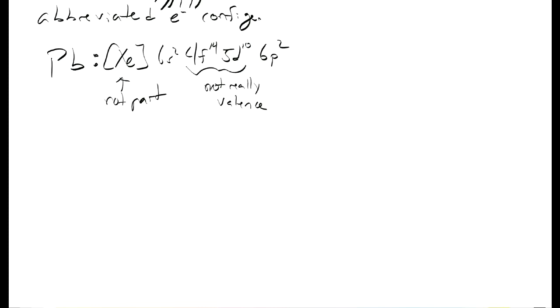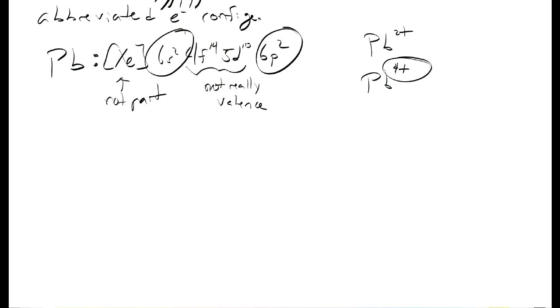That's why when lead forms ions, when it reacts with nonmetals, it forms a lead 2+ ion or a lead 4+ ion. And that's it. And you can see, looking over here, you have 6s and 6p electrons, and that gives you a total of 4. Now I'm going to leave it as a mystery for the moment which one of these gets lost first, which one gets lost second. Does it lose the s electron? Does it lose the p electrons to form lead 2+?